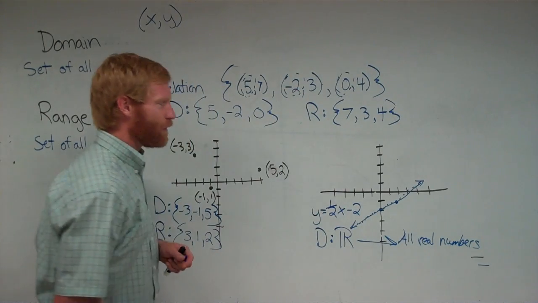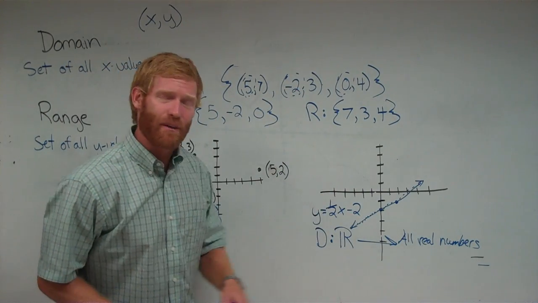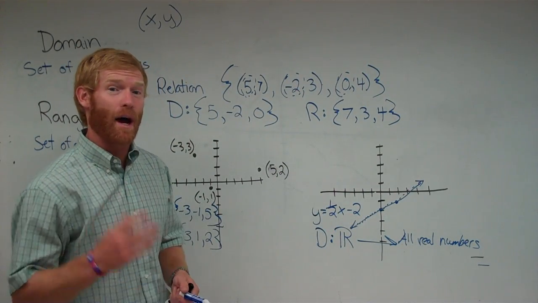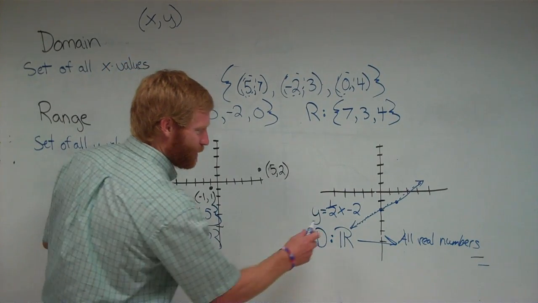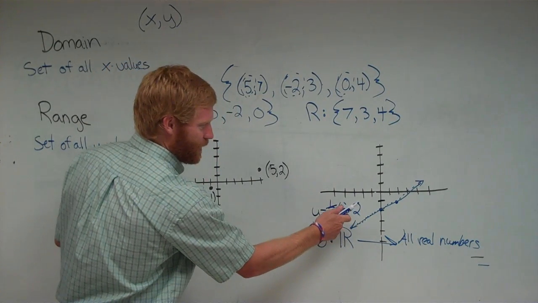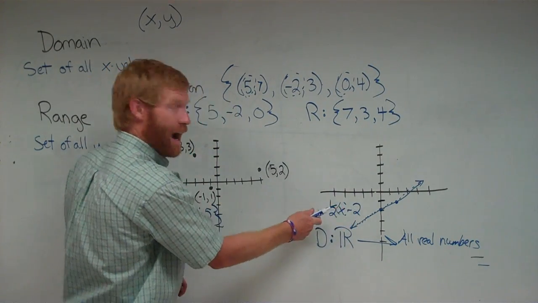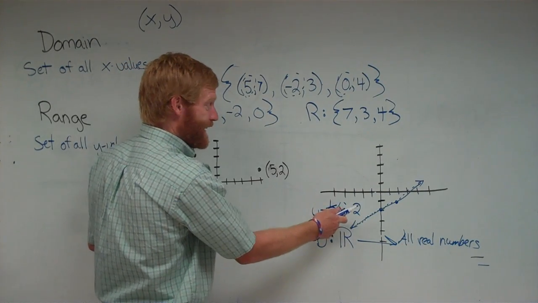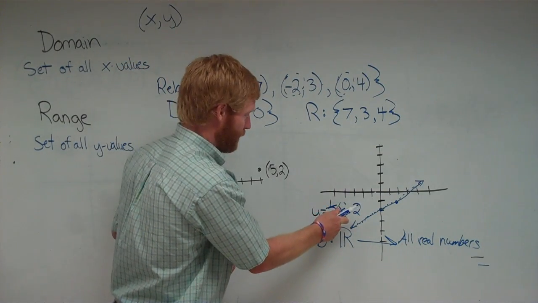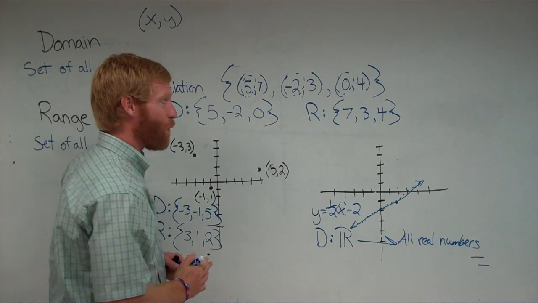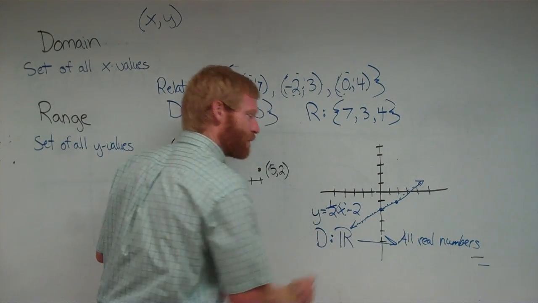With all real numbers, every x value is going to have a corresponding y. Another way to think about that is if I pick 0, if I plug in 0, I'm going to get a y. I could pick -1,000,000. I'm still going to get a corresponding y that falls on this graph.